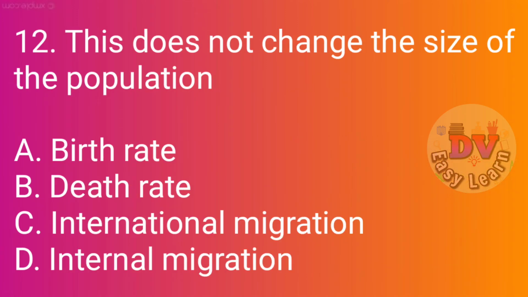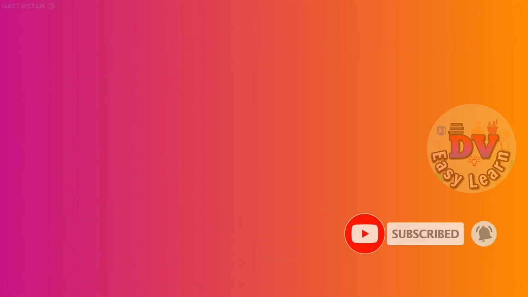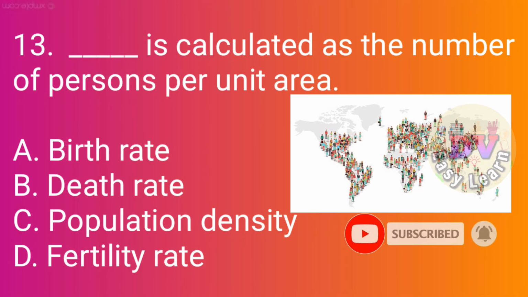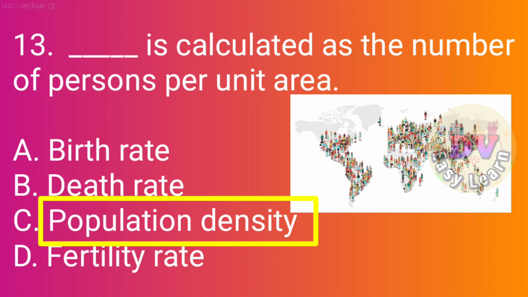Question number 12. This does not change the size of the population. Correct answer internal migration. Question number 13. Dash is calculated as the number of persons per unit area. Correct answer population density.